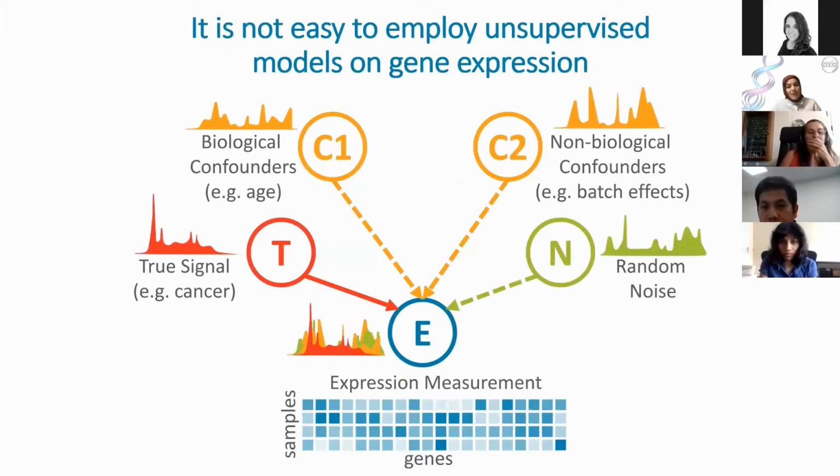So it sounds very promising, but unfortunately, it's not that straightforward to employ these unsupervised models on gene expression, because expression measurements often contain other sources of variation in addition to the true signals we seek. For instance, we can see some technical artifacts not relevant to biology, such as batch effects, or we can see some out of interest biological variables, such as age or medications used. And we call these biological or non-biological artifacts that are systematically affecting expression values confounders.